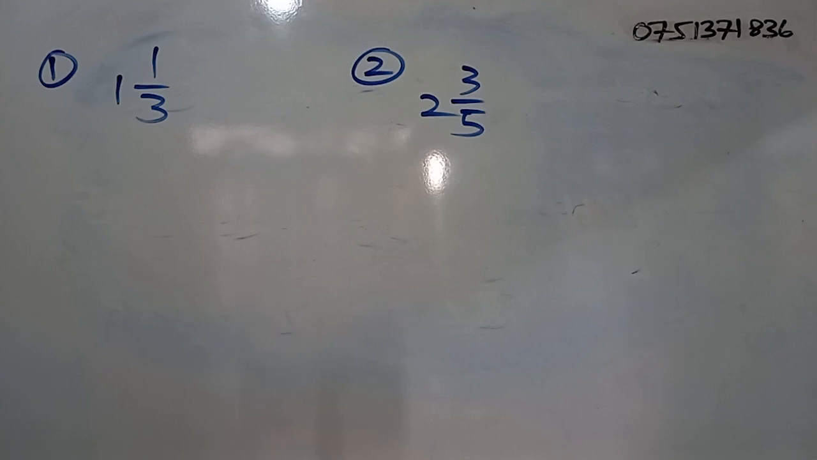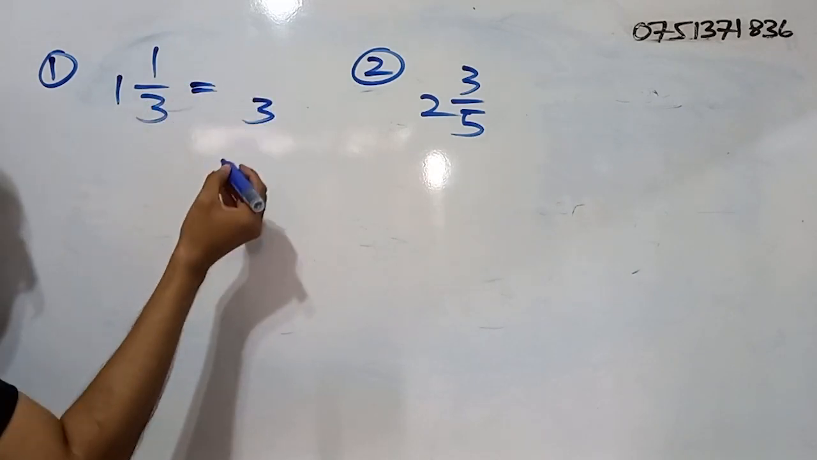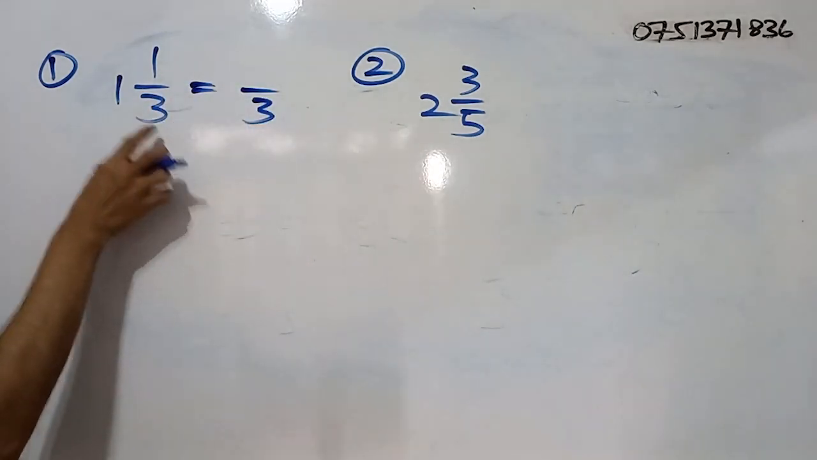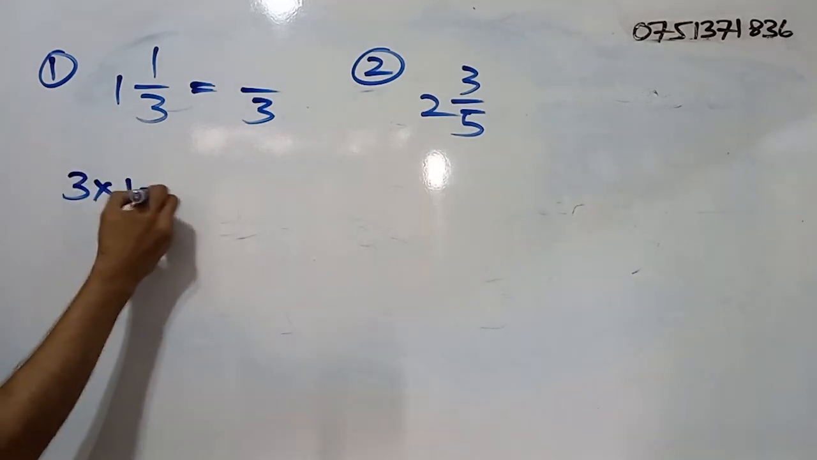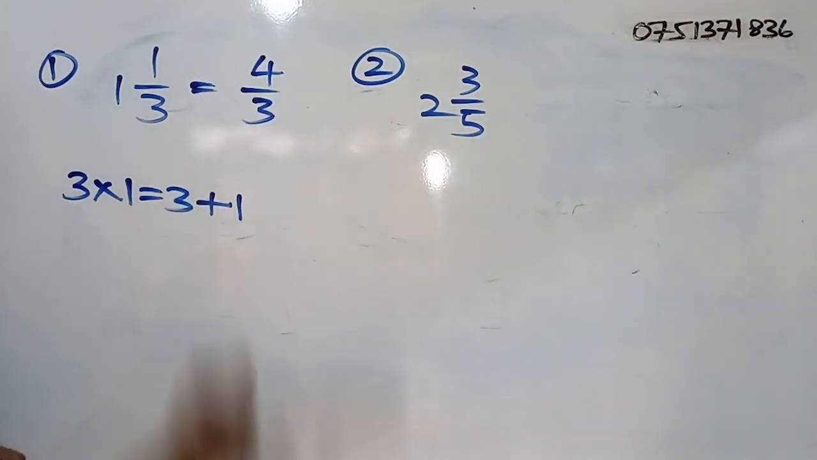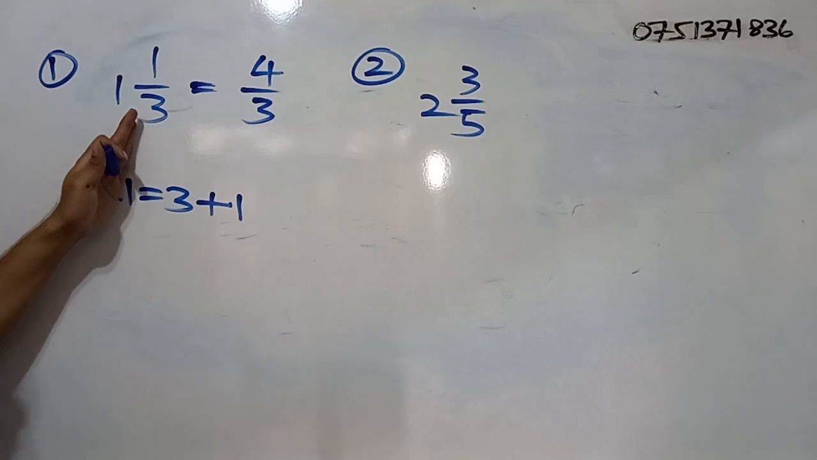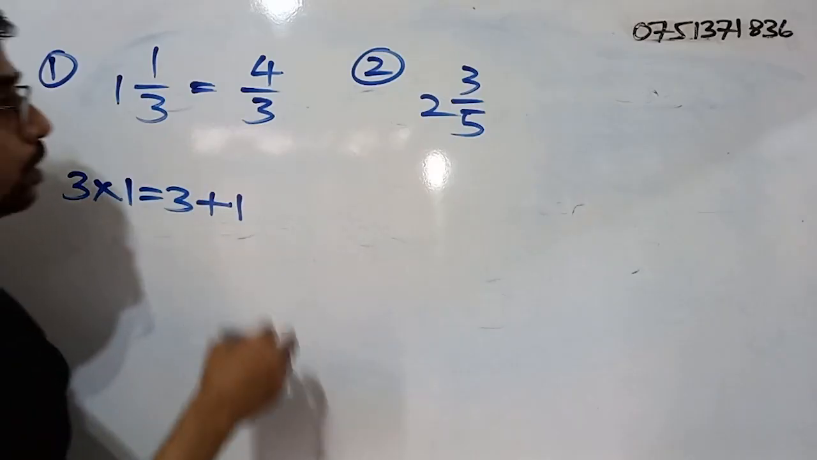Okay, so the first one is what? 1 and 1 by 3. So the denominator will be the same. What will be the numerator? 3 into 1, which will be 3. To that we add another 1. So this will be 4. So when we convert 1 and 1 by 3 into improper fraction, what will it be? 4 by 3.